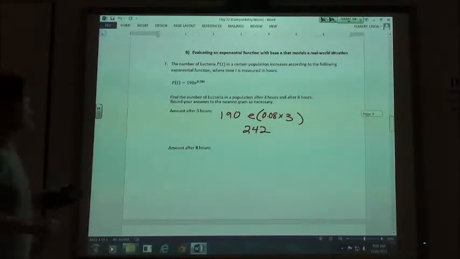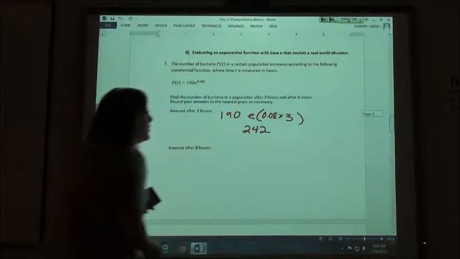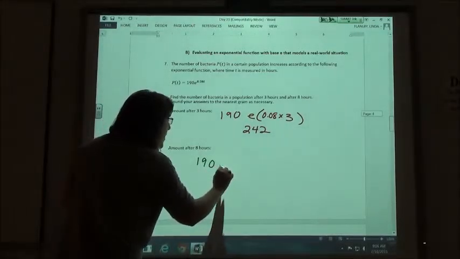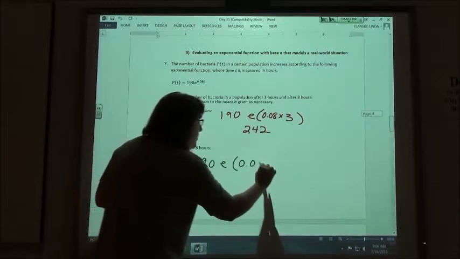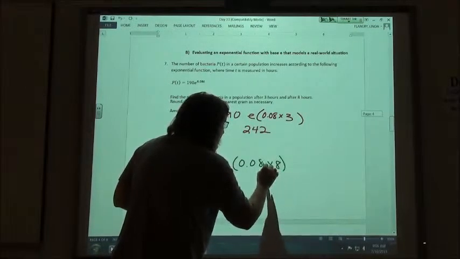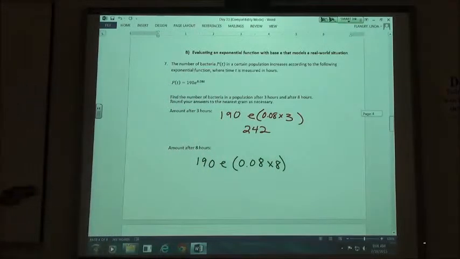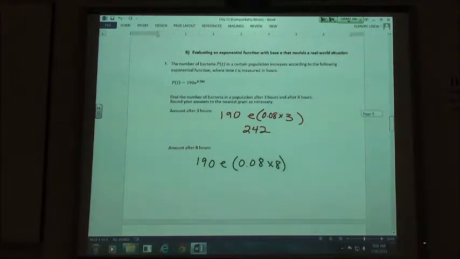And so after 8 hours, all we're going to do is just change our 3 to an 8. So 190 e 0.08 times 8. And rounding to the nearest gram, we get 360. 360, yep.